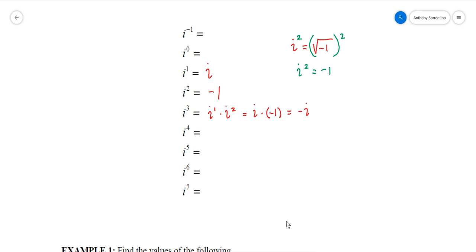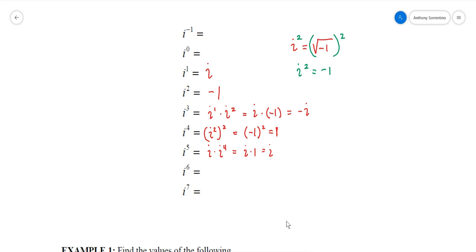i to the fourth would be like having i squared squared, which means that's -1 squared, which equals 1. Once we get to other powers of i beyond this, much like i to the fifth, I can write this as i times i to the fourth. We know that i to the fourth is just 1. So this again is i. So i to the fifth is equal to i.